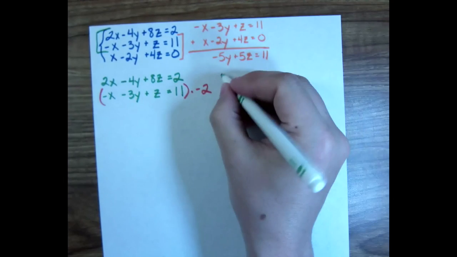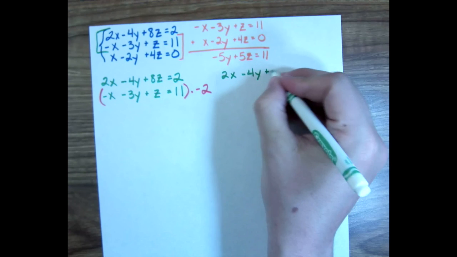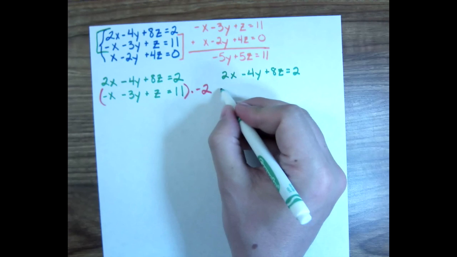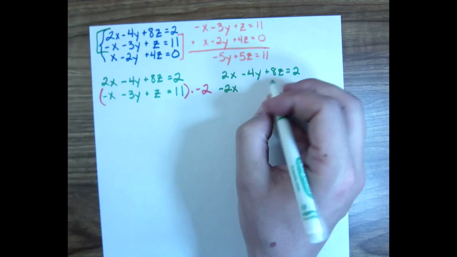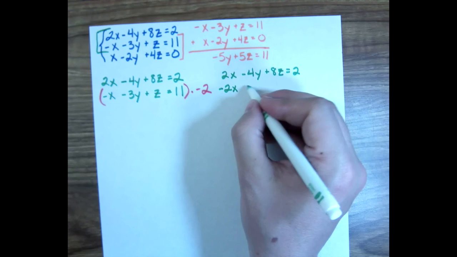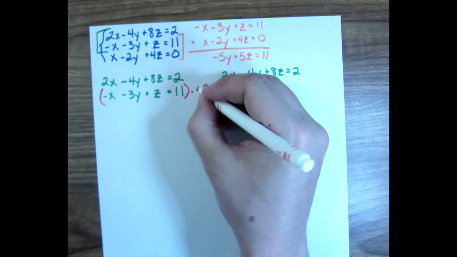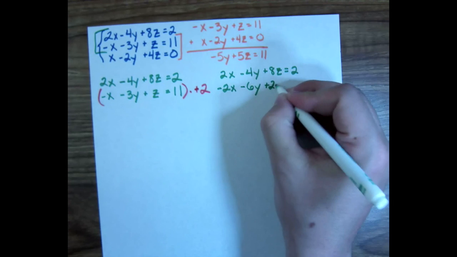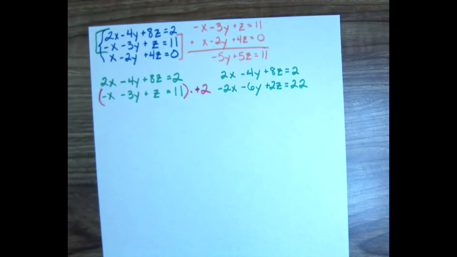Okay, so that's going to give me, the top will stay put, 2x minus 4y plus 8z equals 2. And then the bottom, everything gets doubled. Minus 2x, so that'd be minus 6y. I don't know why I wrote a minus there in front of that 2. No idea. I was thinking something. I don't know what it was though. There we go. That's what it looks like after I multiply everything by 2.